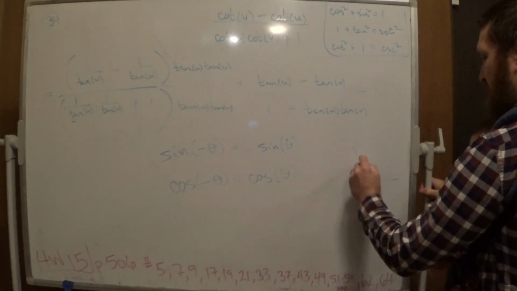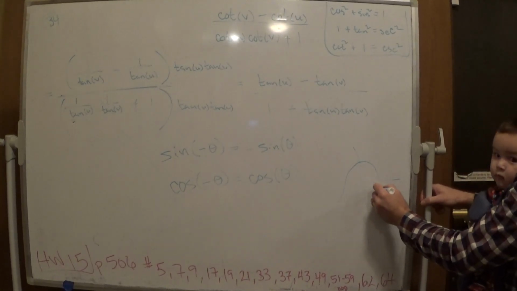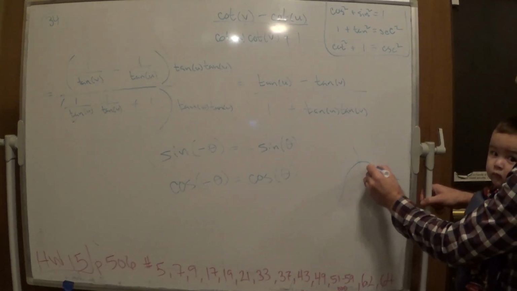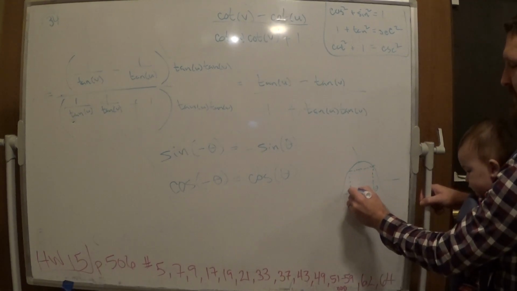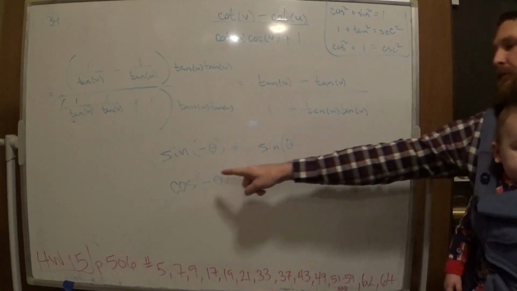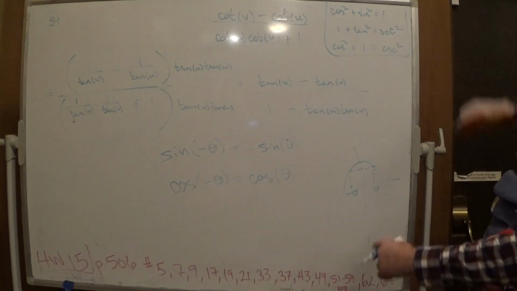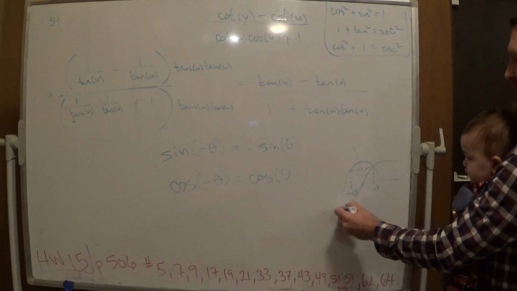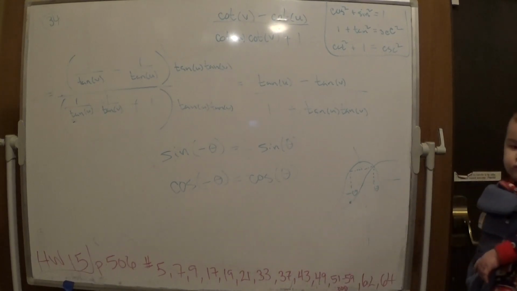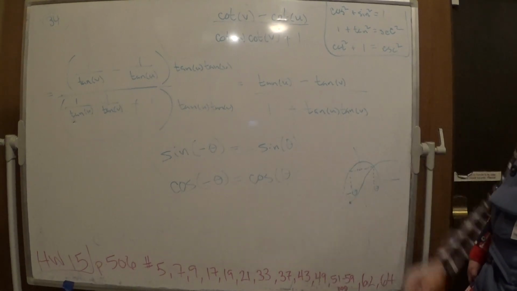Cosine looks like this. If you're over here at theta, you get whatever output this is. But if you're down here at negative theta, it's the same output. Whereas with sine, it's the negative of the output. Sine did that, now you're down here at negative theta, it does that right there. It makes that value negative. So you're going to use that a lot.